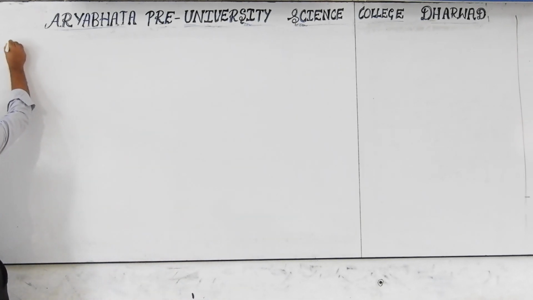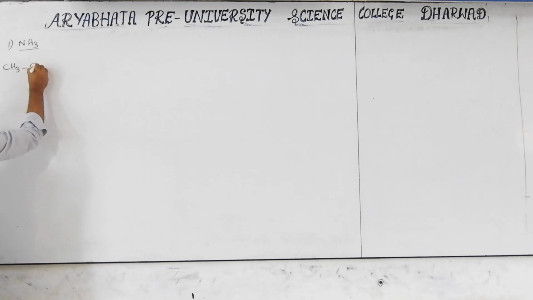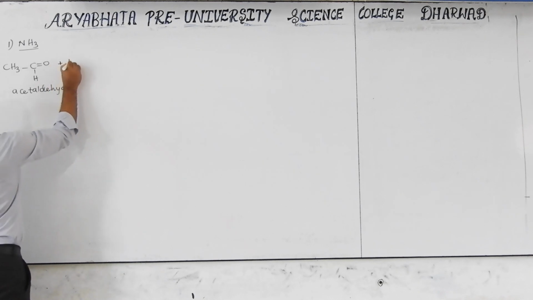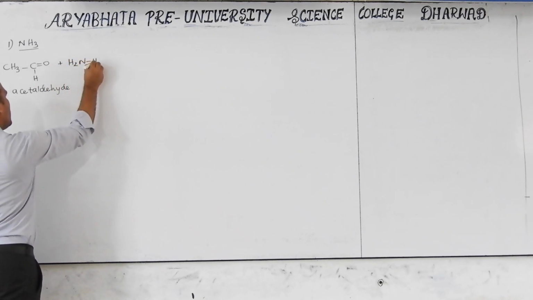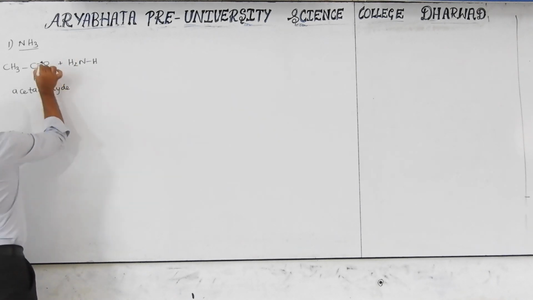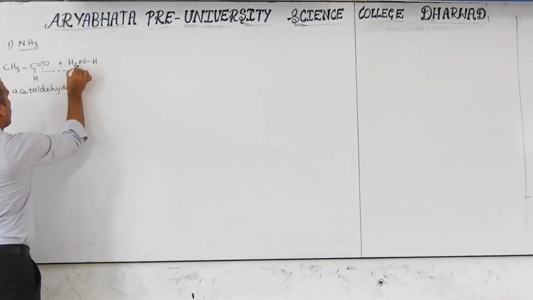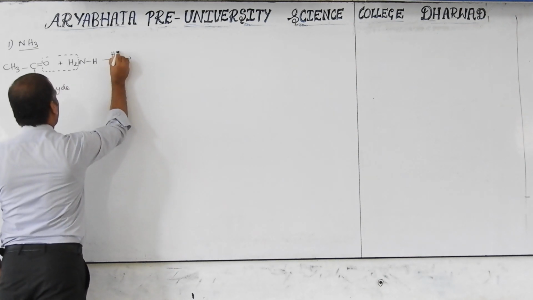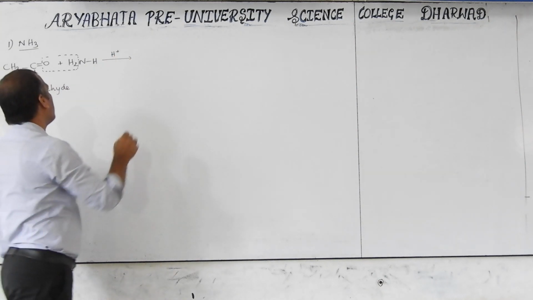Reaction with the first one, ammonia. We know that an aldehyde, this is CH3, C double bond O, H, this is acetaldehyde, plus react with ammonia. I wrote it separately as NH3, and this will lose a water molecule, and generally this reaction is carried out in the presence of an acidic medium.